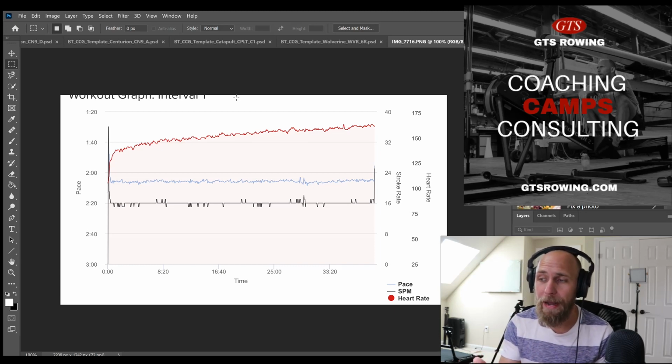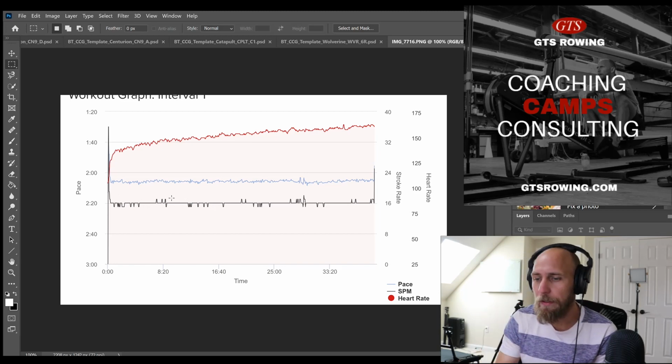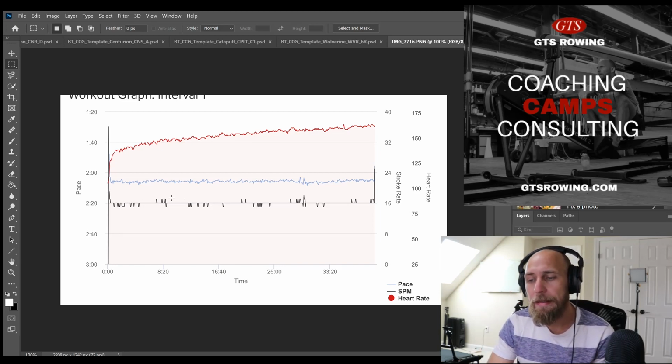All right. So what I have here is just a very basic UT2 steady state graph. All right, very well executed. And so you have the blue line there, which is the split. All right, and so this athlete is sitting around a 204 split for this steady state session. The black line down at the bottom is the stroke rate, so averaging about a 16 for this workout, with a little variability here and there. And then that red line is going to be this athlete's heart rate.